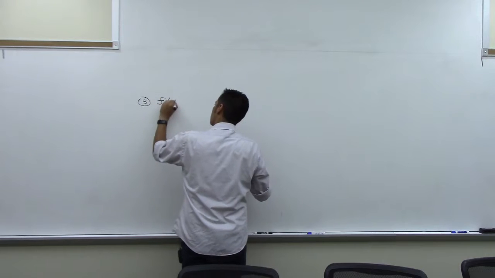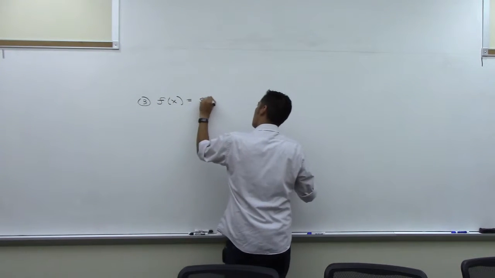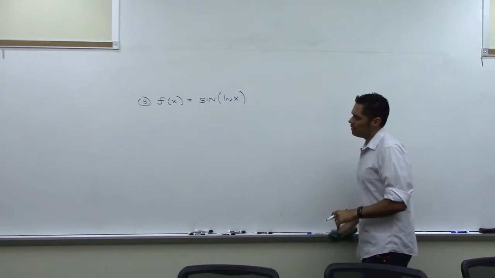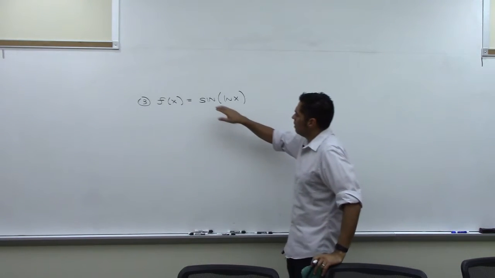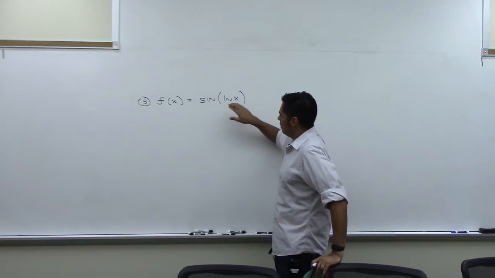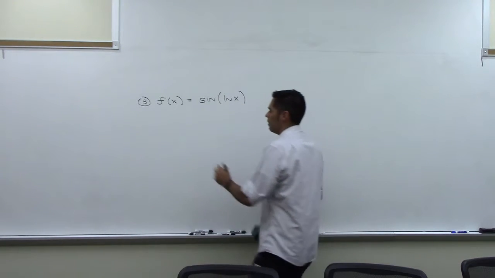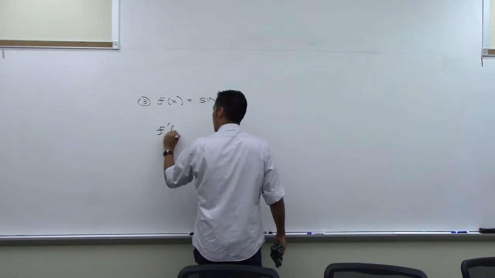f of x is sine of natural log of x. So I hope you recognize that this is composition. You have sine of, not times, sine of natural log x. So we have to do chain rule here.